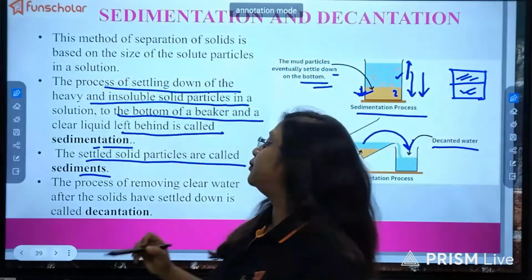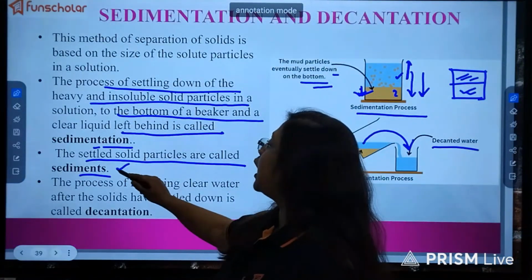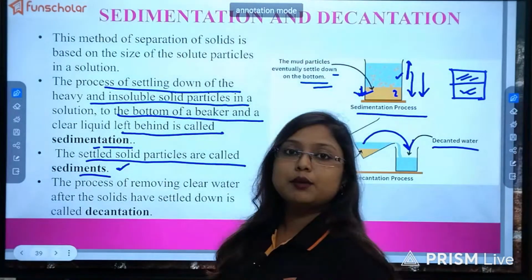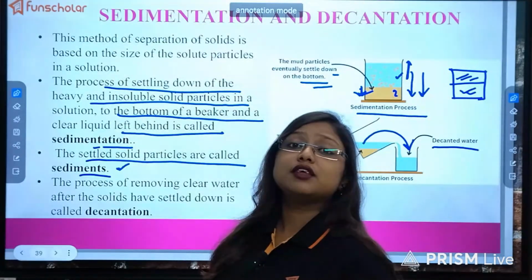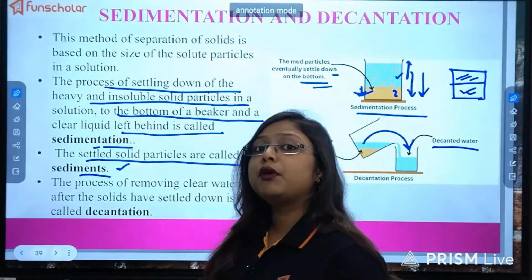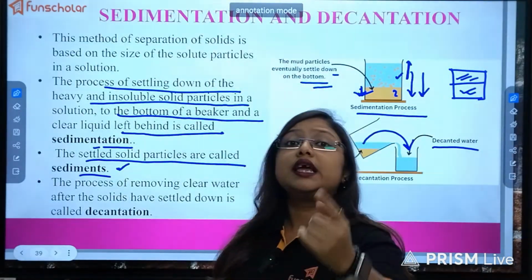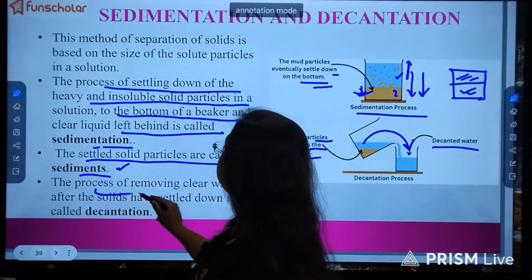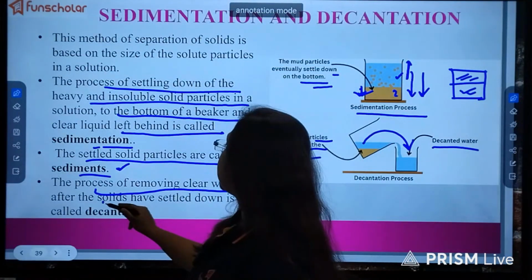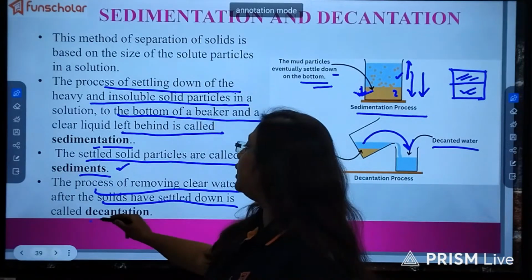called sediment. Okay, that's very important for questions in your exam, because they can ask you what the substances are which have settled down at the bottom of that beaker in the case of the sedimentation process. Okay, the process of removing the clear water after the solid has settled down is called decantation.